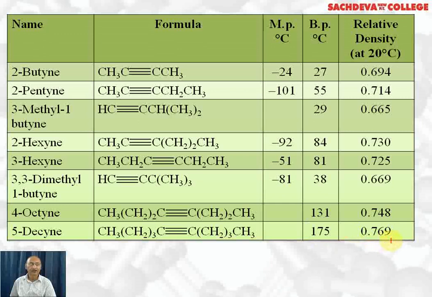So in general, the boiling point increases with the increase in carbon atoms and decreases with branching, and melting point is higher if the molecule is symmetrical and fits into the crystal lattice more readily. If it is unsymmetrical, it does not fit into the crystal lattice as readily.